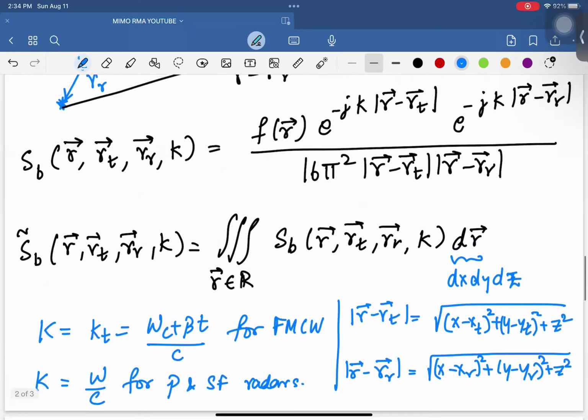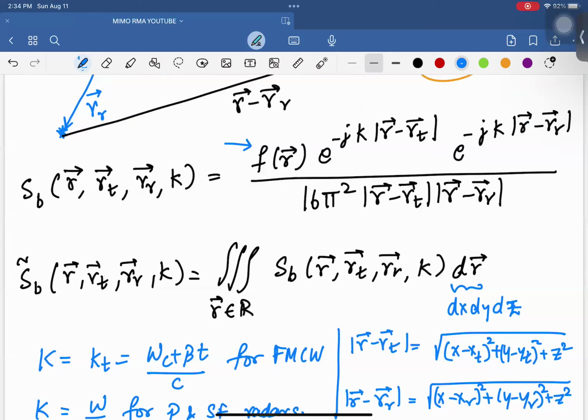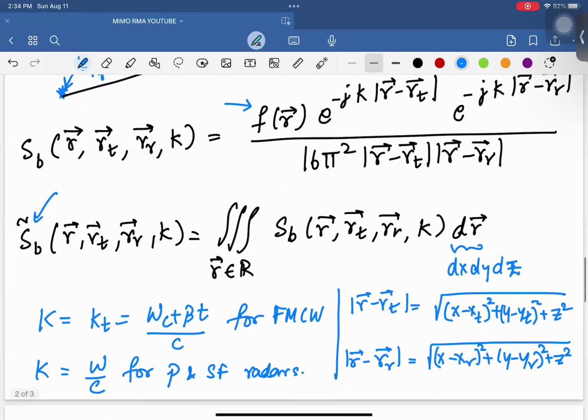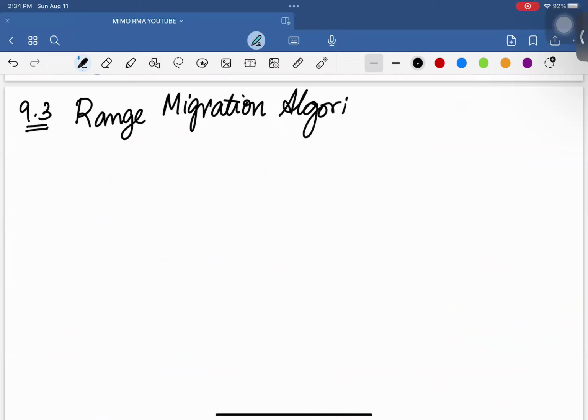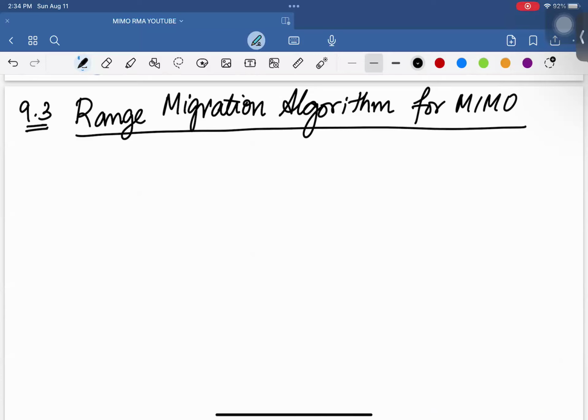And the idea of imaging is to see how we can reconstruct f from this measured SB tilde. That's what imaging is, or at least radar imaging is. To do that, we will resort to this algorithm called range migration. It's much, much, much faster than back projection, as we saw for the SAR case. Okay, so let's get into it.